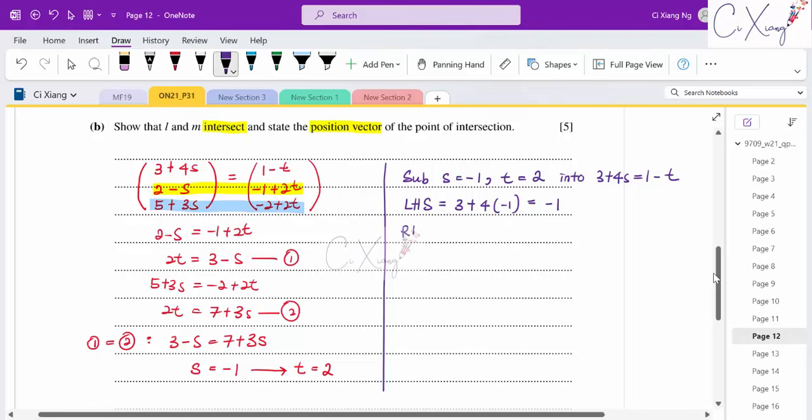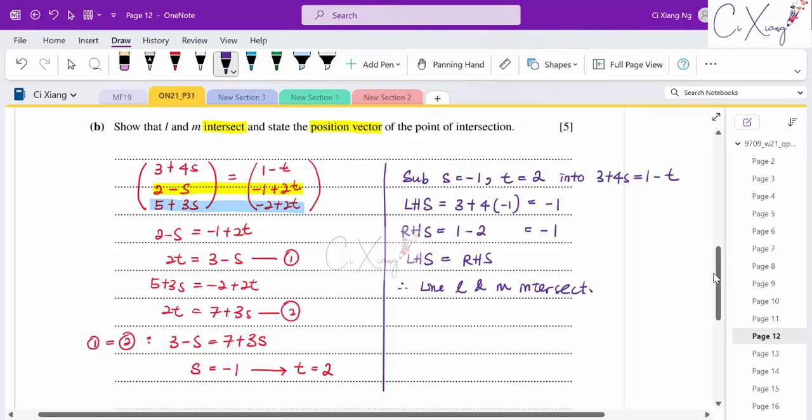Then after that, I want to check the value for the right-hand side. The value for the right-hand side is 1 minus t, so it will be 1 minus 2. I will also get negative 1 for the right-hand side value. So from here, you can check that the left-hand side value equals the right-hand side value. Then it means that the lines L and M intersect with each other.